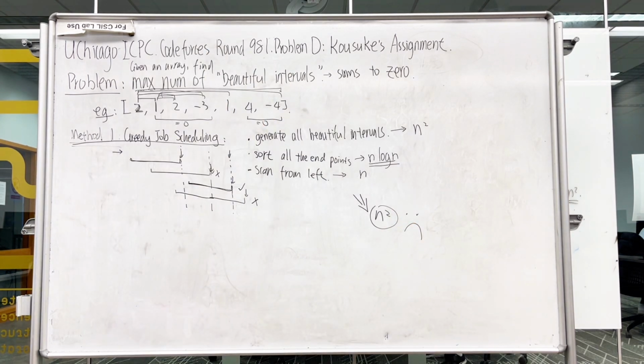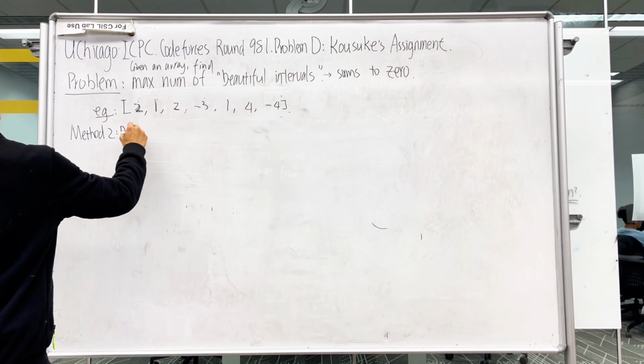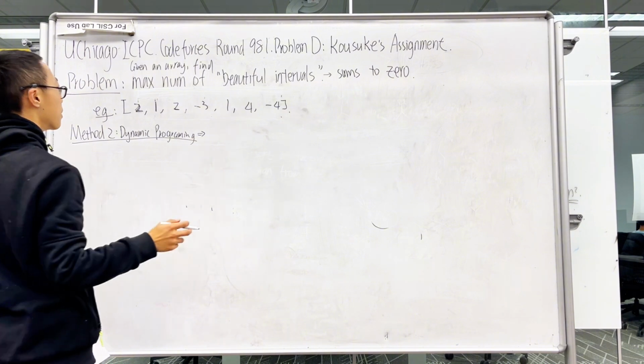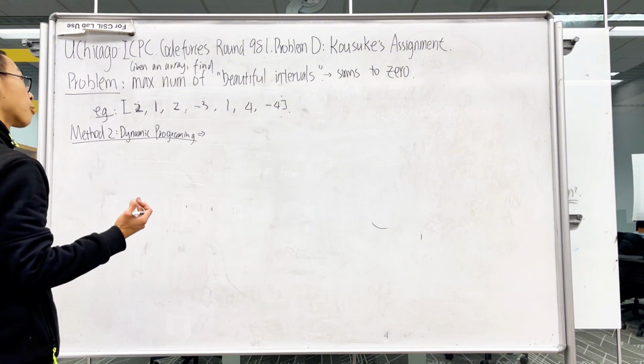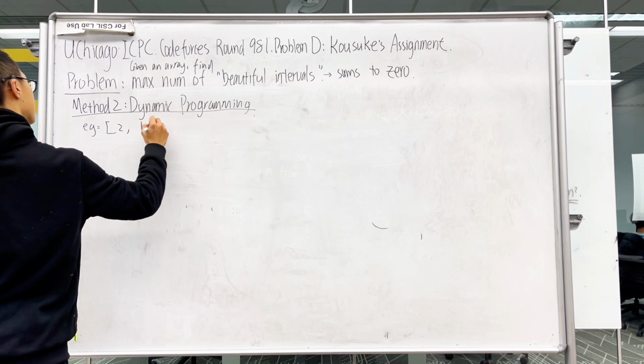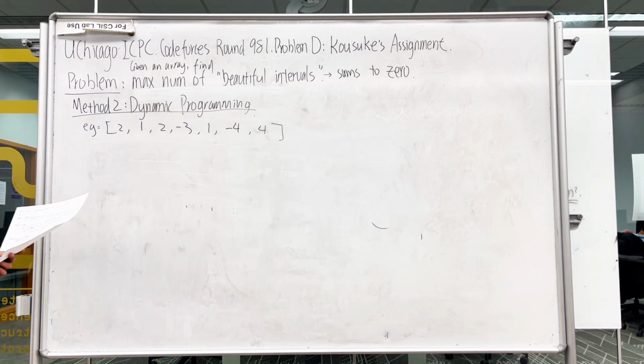How can we do better? Let's try another method, dynamic programming. And this will give us a solution better than n squared. So how to do dynamic programming? The example, let's rewrite it again: 2, 1, 2, -3, 1, -4, and 4. How to do dynamic programming on this?